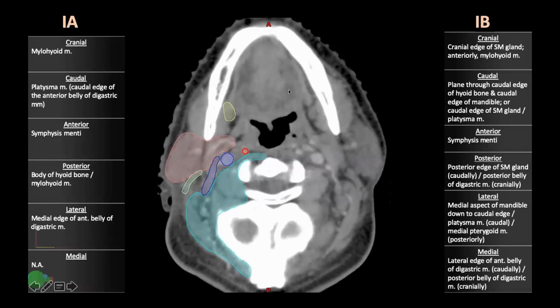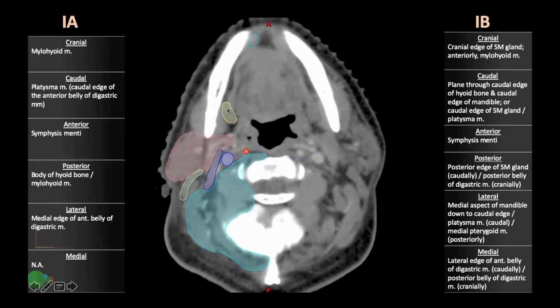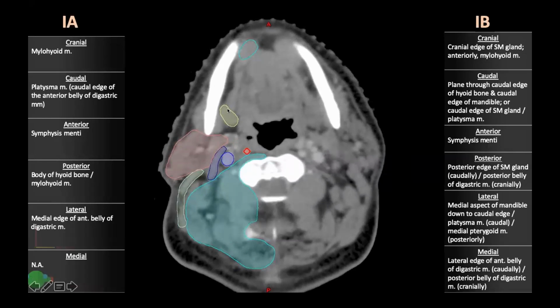So cranially, it will start at the mylohyoid muscle. So you can see the mylohyoid muscle here. This is the submandibular gland. And here you can see the anterior belly of the digastric.